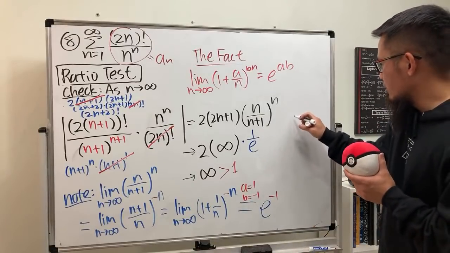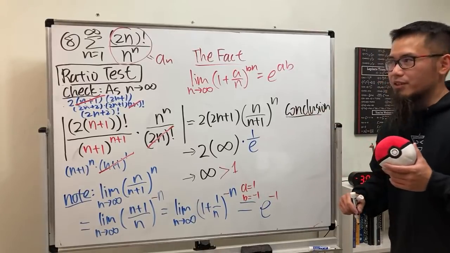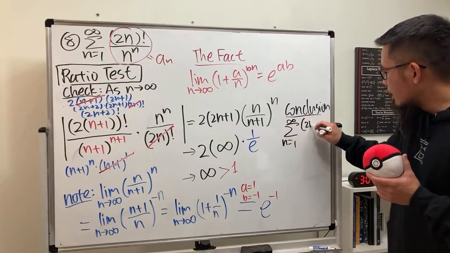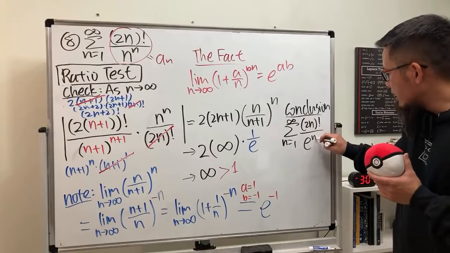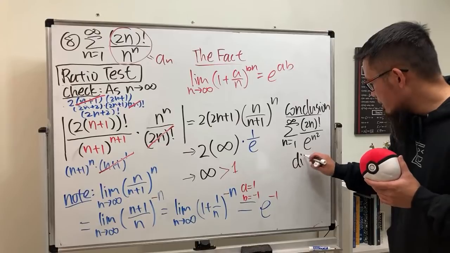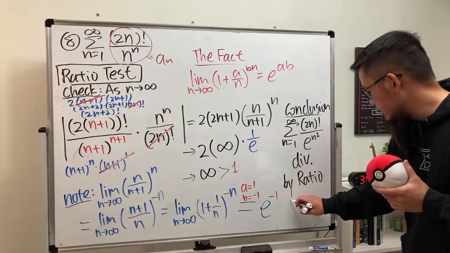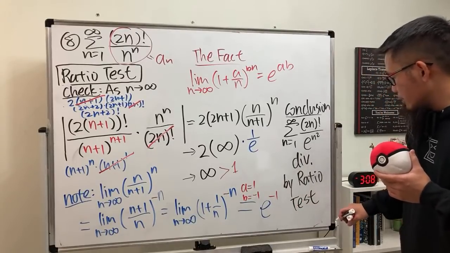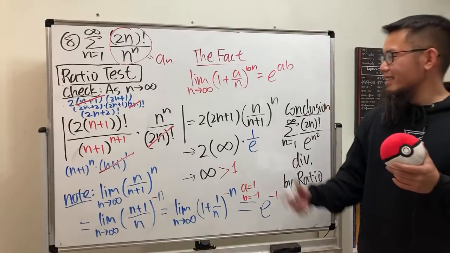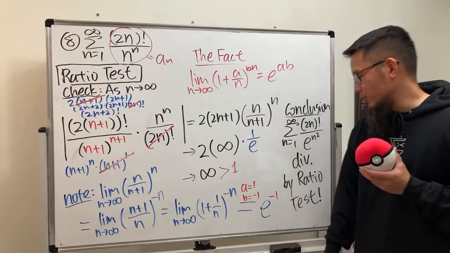So finally, I'll just draw the conclusion here. Conclusion. All right, let's see if I can fit in everything here. Here we have the series as n goes from 1 to infinity, 2n factorial over e to the n squared. This guy diverges by the ratio test. All right, so hopefully that's clear. This kind of limit happens a lot. In that case, use one of the tricks that I have demonstrated before. So have a look.